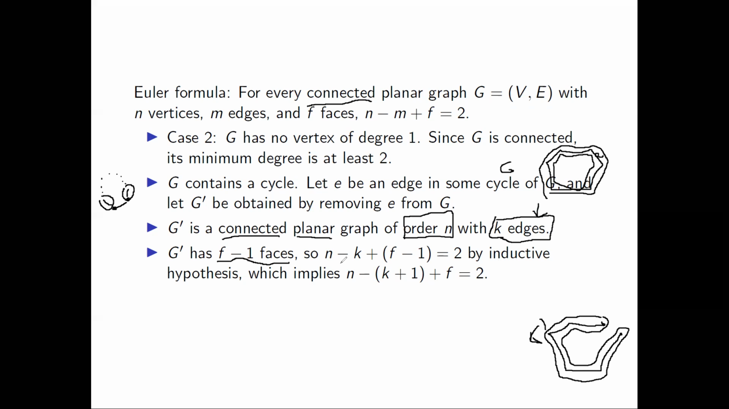And that means that we have the formula, the order minus the number of edges plus the number of faces equals 2. So n minus k plus f minus 1 equals 2. And we can rearrange things. We can join the k and the 1 together. So we get n minus the quantity k plus 1, and then plus f equals 2. So this finishes the proof of Euler's formula for connected planar graphs. And again, to generalize it to all graphs, including disconnected ones, that proof is left to you. But you can use the formula for connected graphs in order to get the formula for graphs in general.